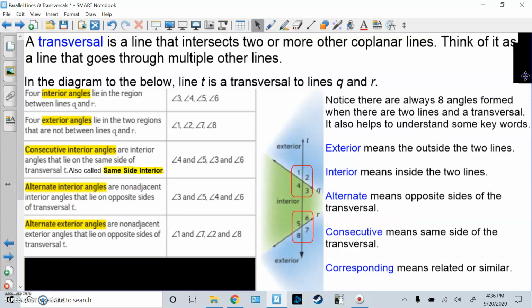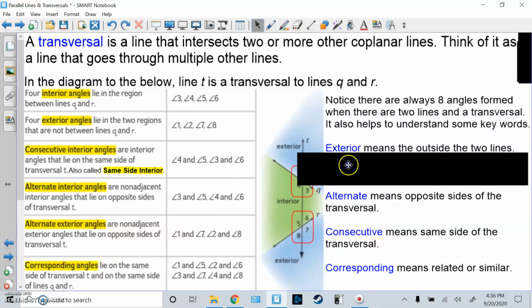Then we have alternate exterior, so opposite outside. So we have 1 on the outside. Opposite of that, that's not 2, is going to be 7. 1 and 7 are alternate exterior. Same for 8. 8's on the left side of the outside, 2's on the right side of the outside.